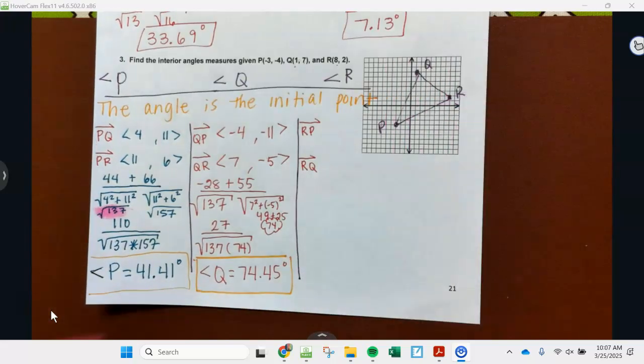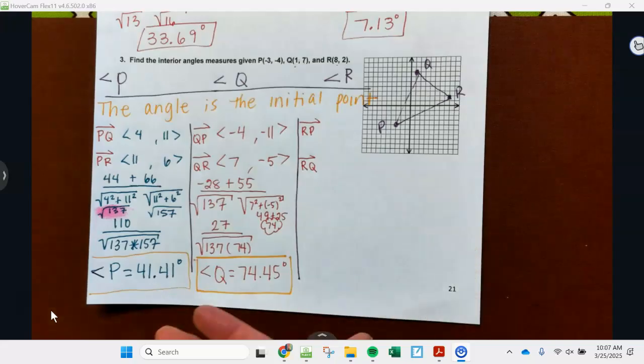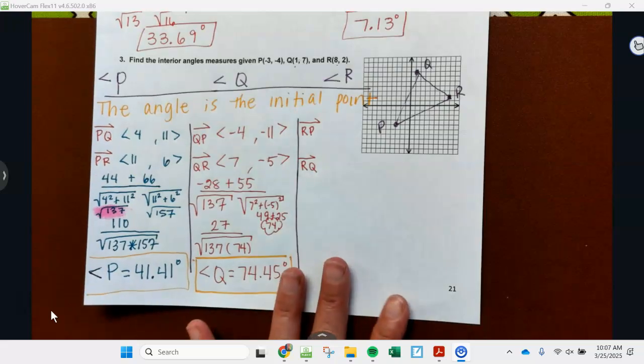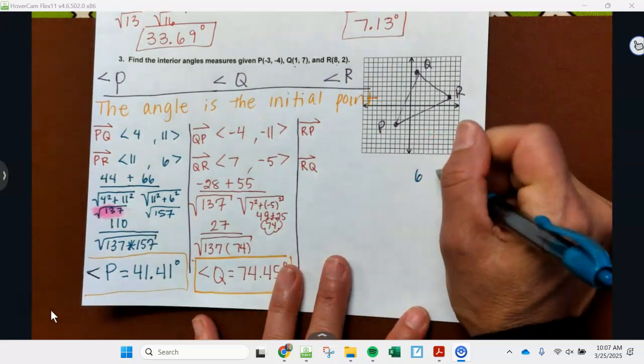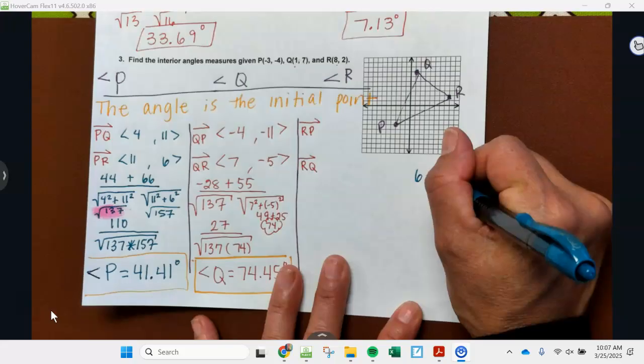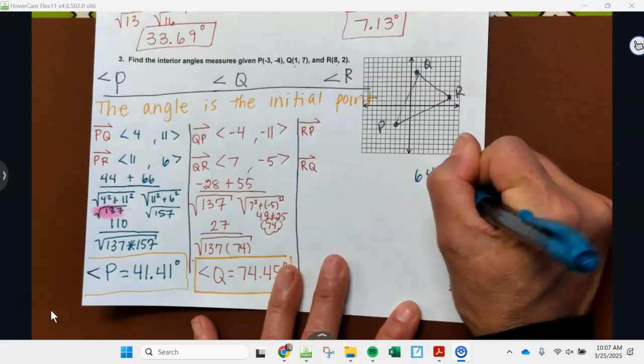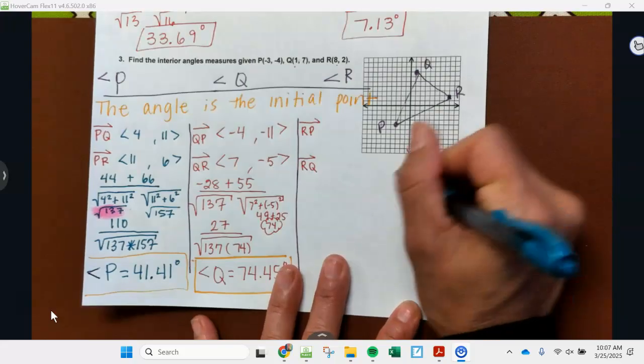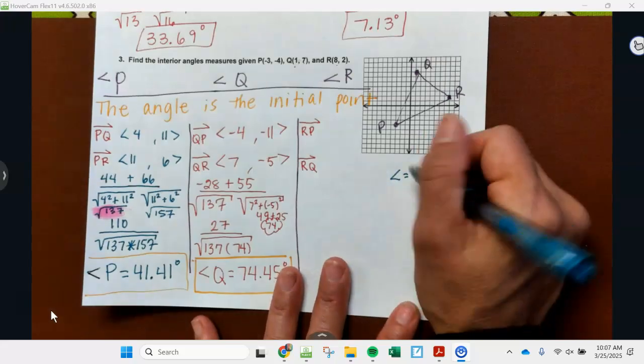And for the last one, guys, you could do 180 minus these. But if you just want to make sure you're set on the calculator, can you please go ahead and find angle R? And you should get 64.15 degrees. Make sure you get that for angle R.